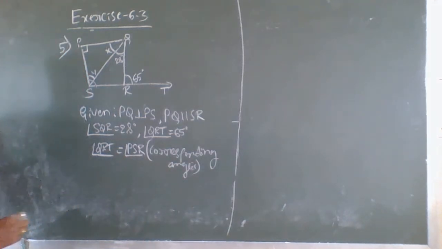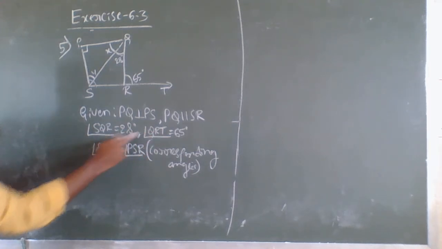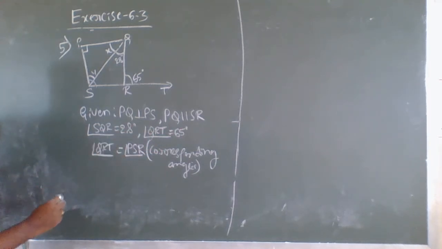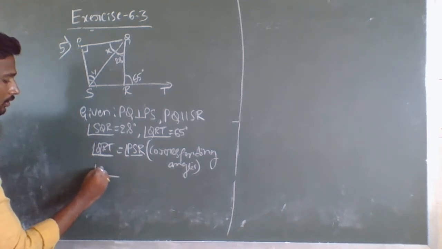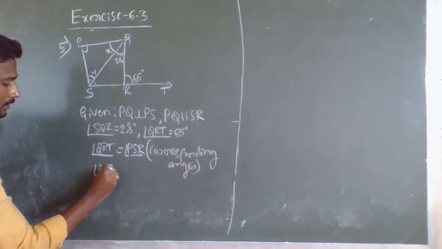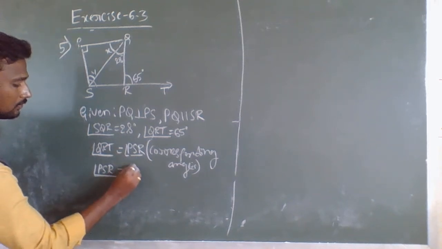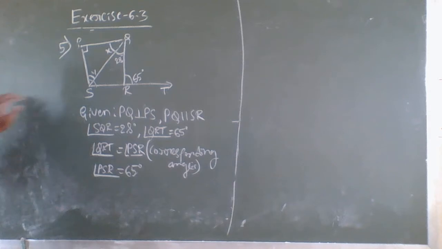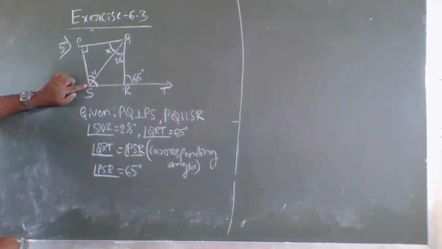So here they have given the value of angle QRT. Angle QRT is 65 degrees, which means angle PSR is also 65 degrees only. Angle PSR is equal to 65 degrees. This angle is also 65 degrees. This complete angle is also 65 degrees.